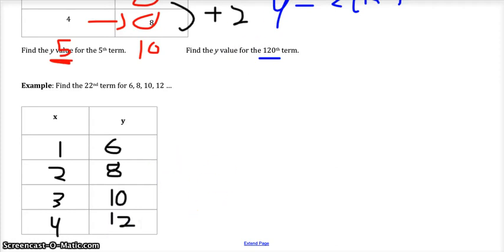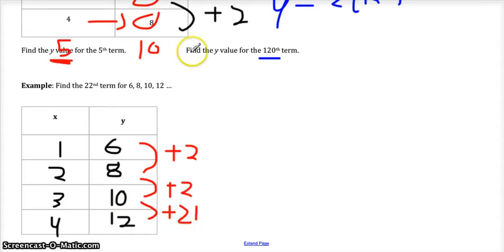So what we're going to do is we're going to look at the common difference. What's happening from here to here? This is going up by 2. This is going up by 2. And this is going up by 2. Oops, sorry. Erase that.